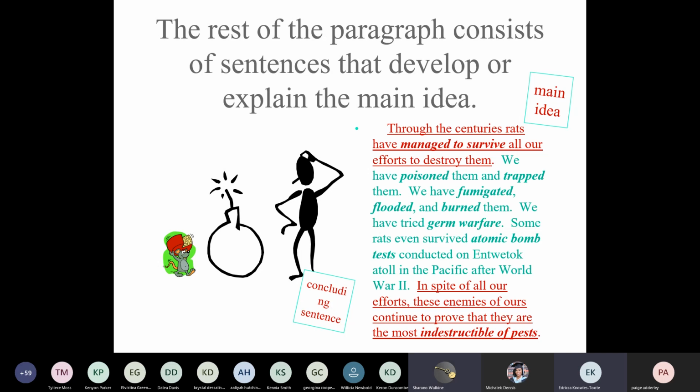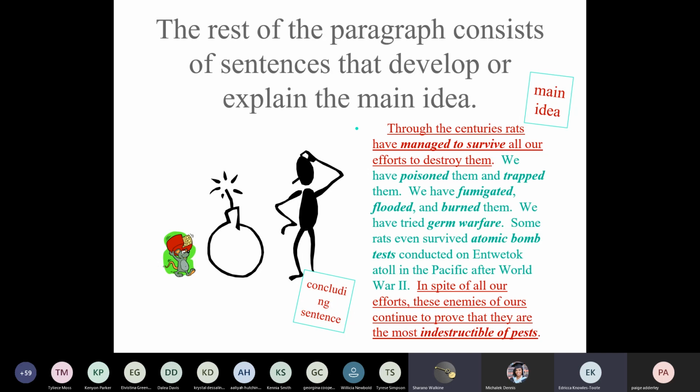Marquin says it goes more into detail about them trying to destroy them. Crystal says they poisoned the rat. Thank you, Crystal. Anyone else? And yes, you are correct. That's Marquin, right? Yes, Marquin. Anyone else? Augustina says that some rats have even survived atomic bombs. Good job, Augustina. Good job. Anyone else?